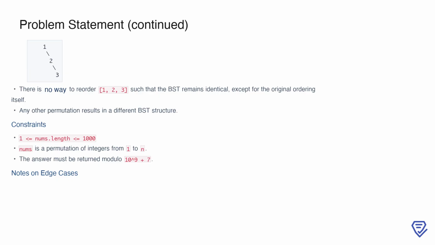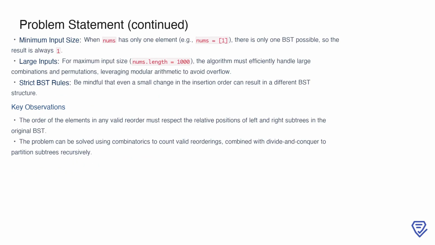Any other permutation will change the sequence of insertions, resulting in a different BST. For instance, swapping the positions of any two elements would introduce left subtrees or alter the depth of the nodes, breaking the original structure. Therefore, the output for this example is 0. To summarize, when the array nums has only one element, such as nums equals 1, there is only one possible BST, and the result is always 1. For larger arrays, the challenge lies in efficiently counting all valid reorders when the input size can go up to 1000.